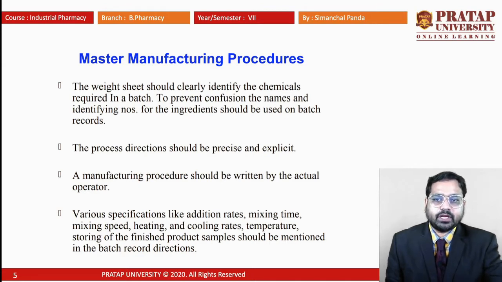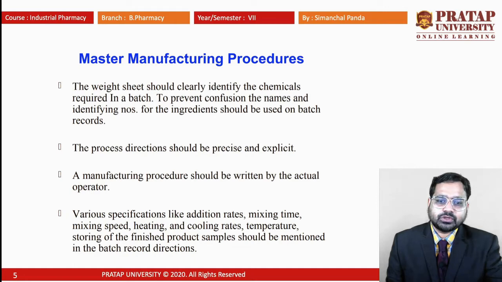Whenever we go for any kind of manufacturing, there is a master formula present. According to that, we have to weigh the exact amount to get the exact calculated product. We have to follow the master manufacturing formula and ensure before formulation the exact number, identify the accurate ingredient, and the batch number must be mentioned so that the raw materials are not exchanged. The process direction should be precise and explicit.